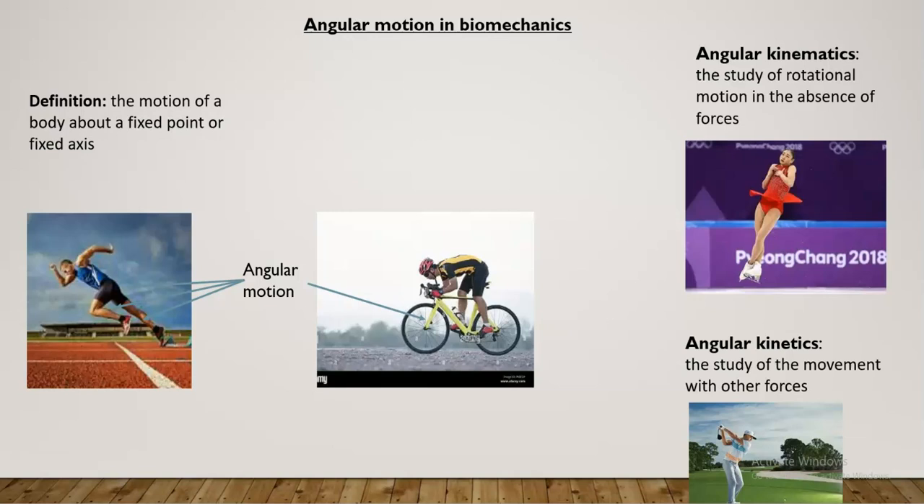Other examples could be a bike during a cycling race. This occurs in the wheel of the bike, as it will be moving around an axis which allows it to move in a circular motion.